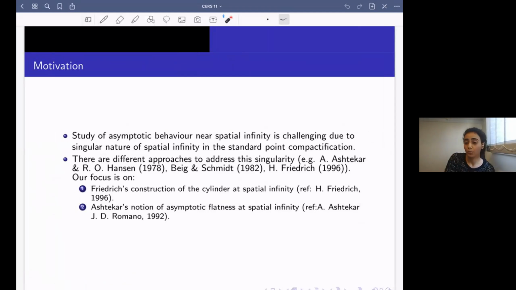There are different approaches to address this singularity, but our focus in my project was comparing Friedrich's construction of the cylinder at spatial infinity, which can be used for the discussion of the initial value problem, and Ashtekar's notion of asymptotic flatness at spatial infinity, which addresses the fact that the definition of asymptotic simplicity does not describe the behavior of the gravitational field at spatial infinity.